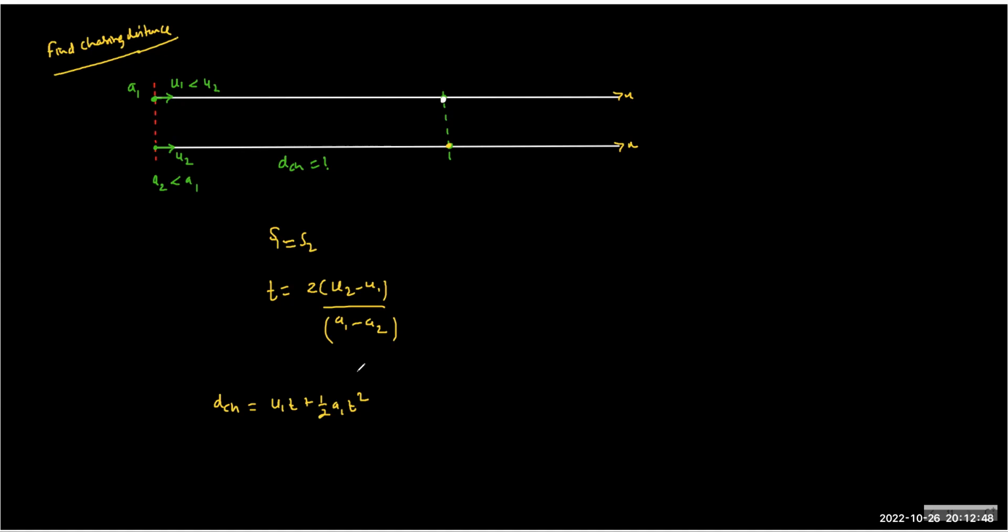So I'm getting the answer as 2 into (U2 minus U1) into (U2 A1 minus U1 A2) by (A1 minus A2) whole square. Something really bad, huh? Yeah. So anyway, whatever it is, you can write it down.